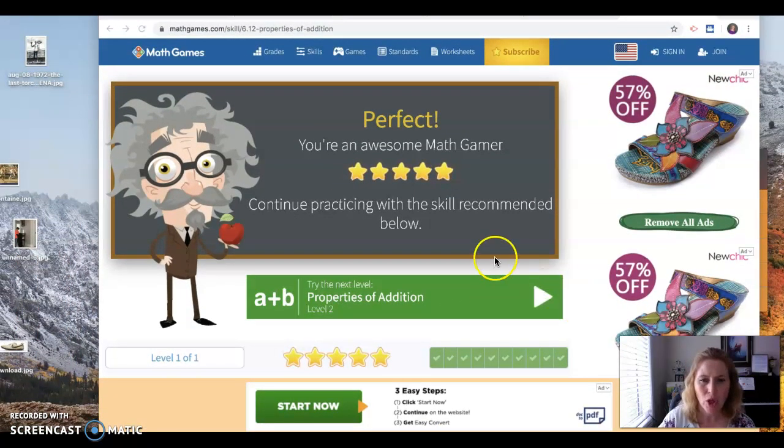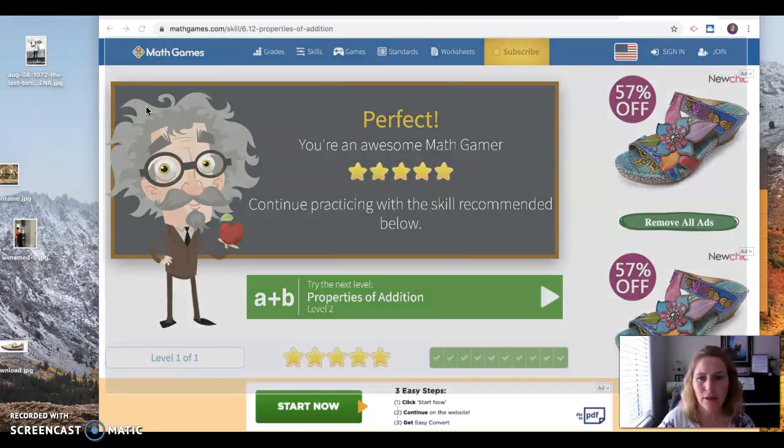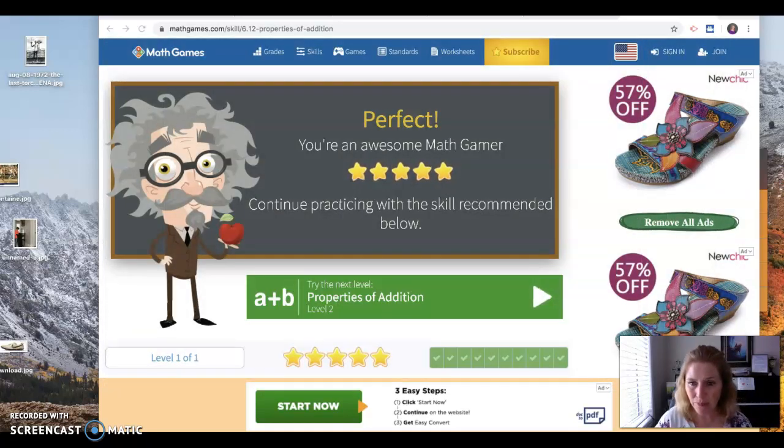Once you get to the end of your assignment, you will see something like this where it says perfect, awesome math gamer, continue practicing with the recommended skill below. When you get there, you can take a screenshot and email it to me. You can make a note that you have completed it, and how you did. If you had any questions along the way, you can do that. Just make sure you've notified me that it is done and that you can show me how you did it.